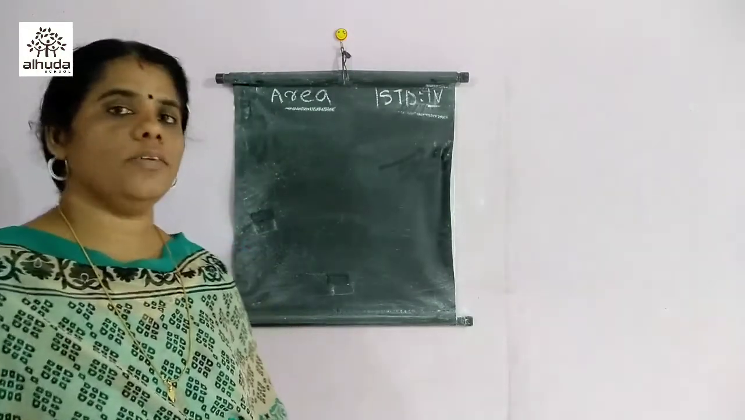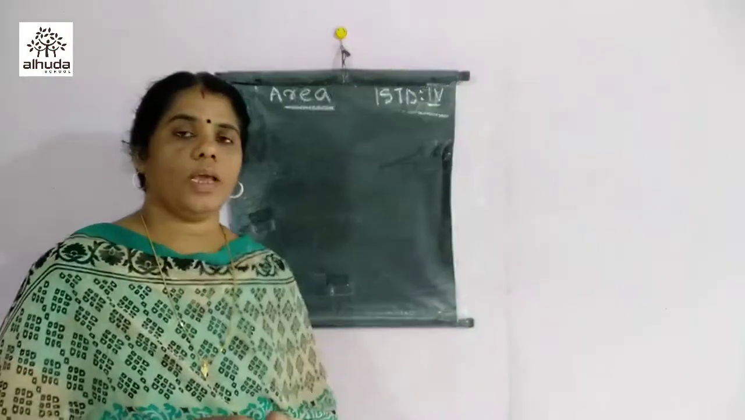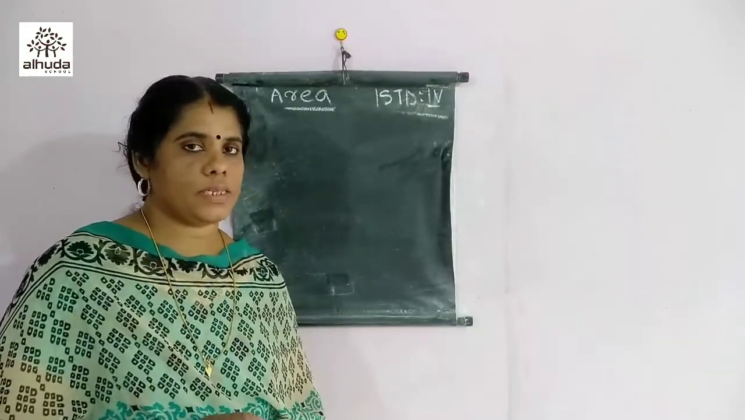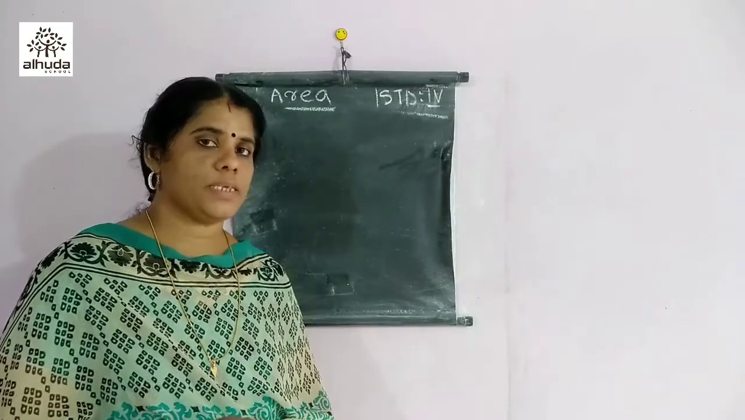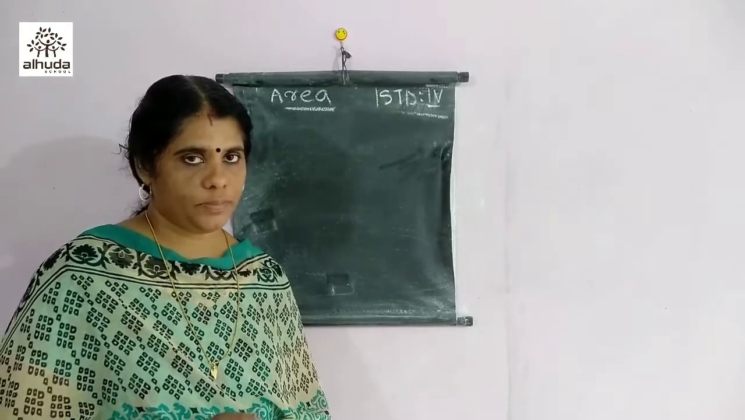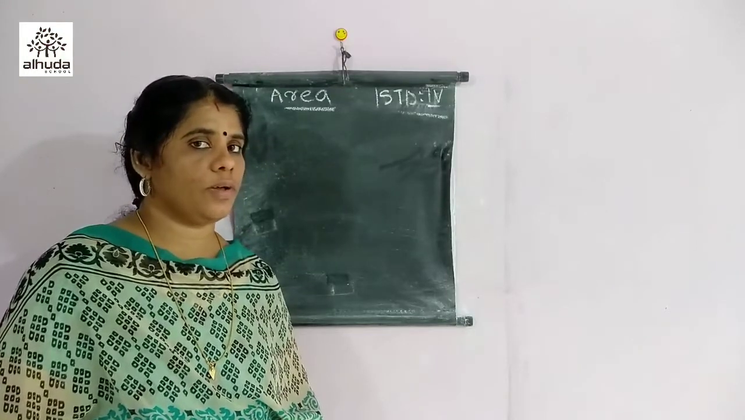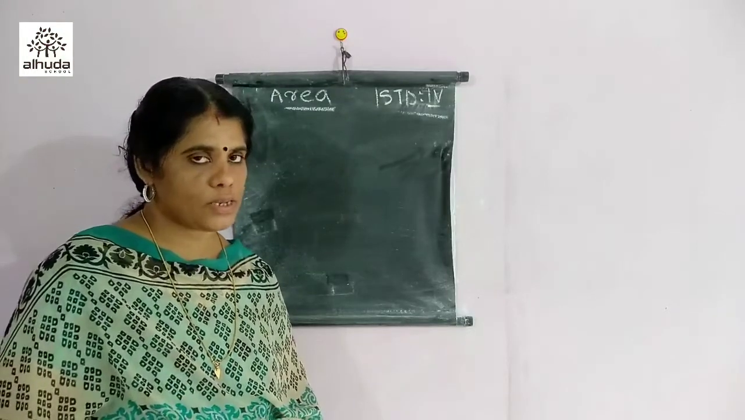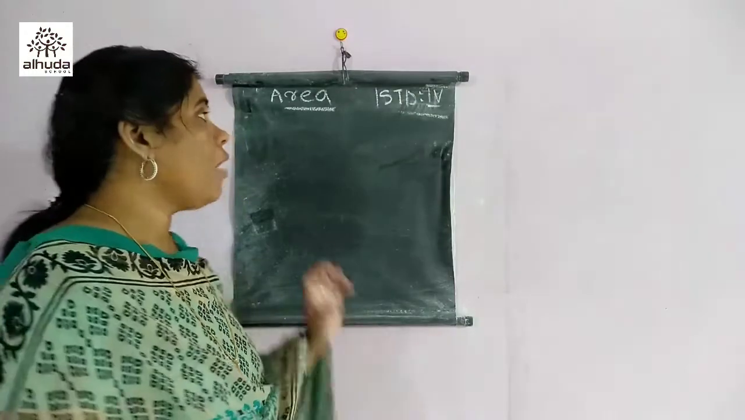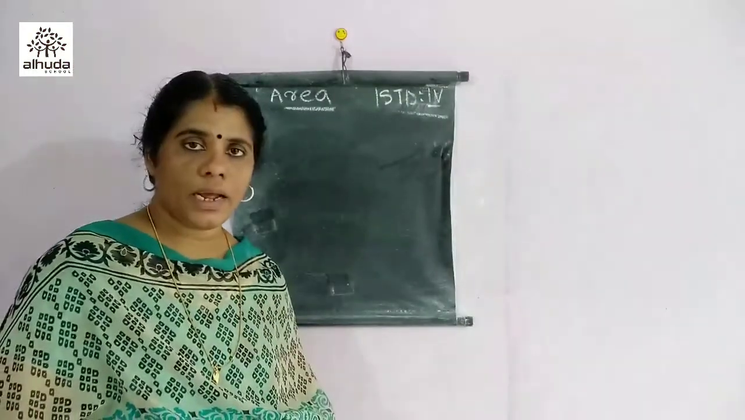Area of a closed figure. What is area? Area of a closed figure is the amount of space or surface covered by it. In the case of perimeter, we learned the equations to find the perimeter of a rectangle and a square. In the same way, how do we find the area of a rectangle and a square?